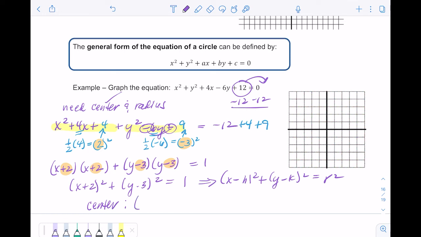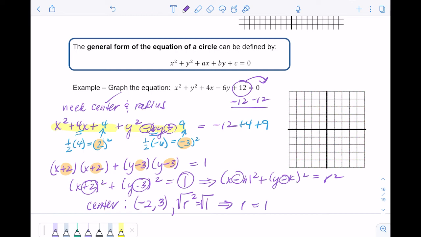So h here, since it's a negative, it means opposite. So I see a 2, so the opposite of that would be a negative 2. And then I need the opposite of a negative 3, which is a positive 3. Okay? And you can check it if you plug in negative 2 back into the formula for h and you plug in 3 for k, you would end up with that same equation that we have. And then my radius is, remember, you have r squared. So if r squared is 1, to find r, I'm just going to take the square root of it. So the square root of 1 is 1.